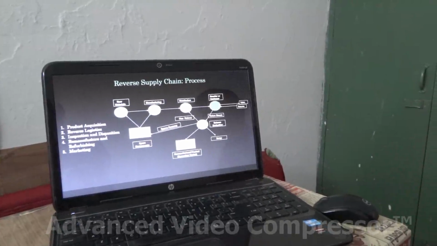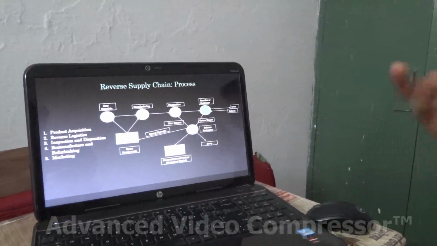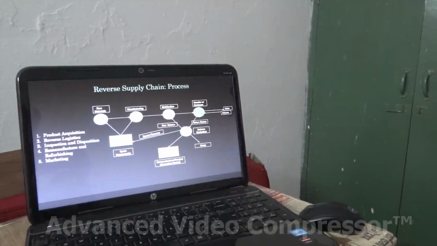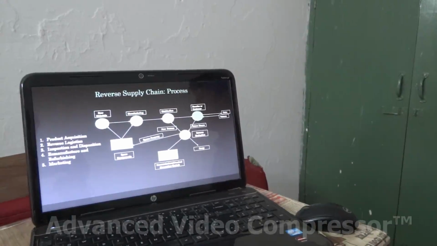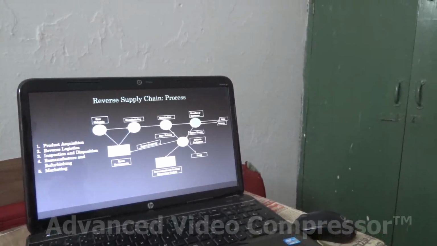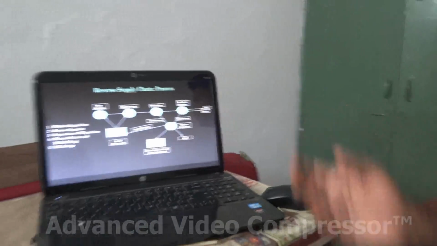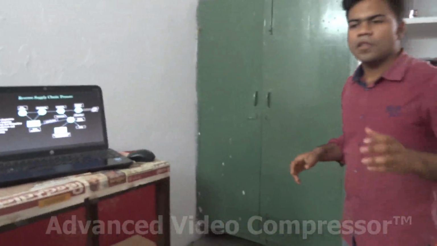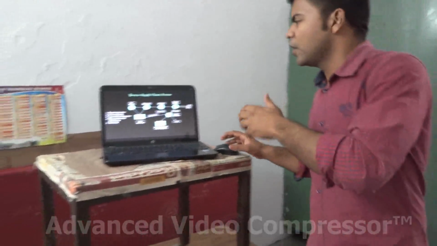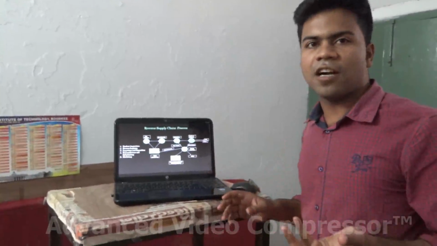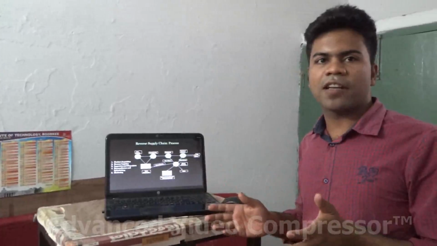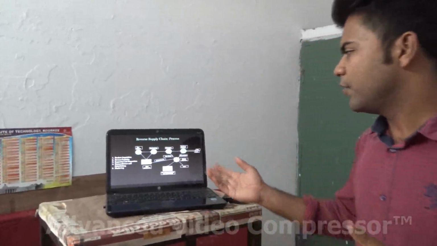The next process is manufacturing and refurbishing. Remanufacturing is remanufacturing the product, and refurbishing is just renovating or redecorating the product. The last but not the least process is marketing, that is creating a secondary market for these products. Like we see often that in college campuses or in showrooms, they are selling second-hand cars. So they are creating a secondary market for this process, which is very essential.